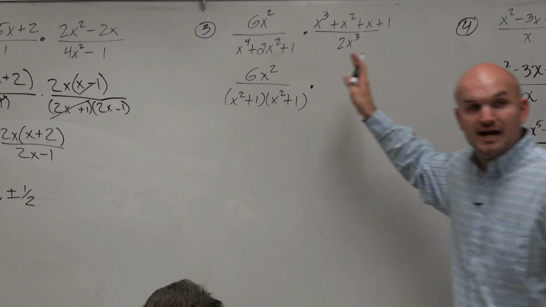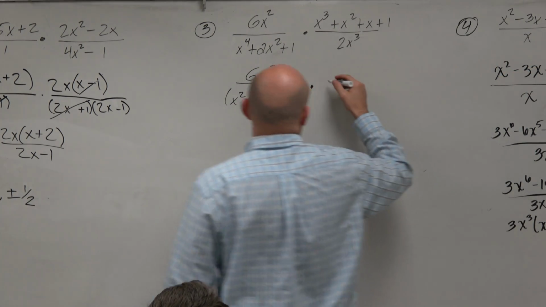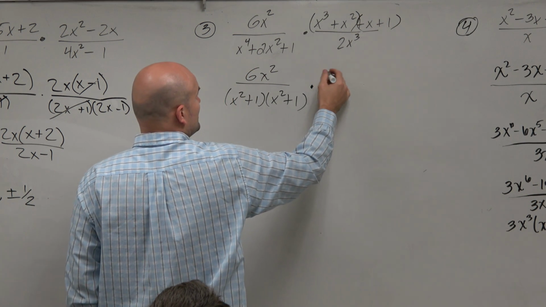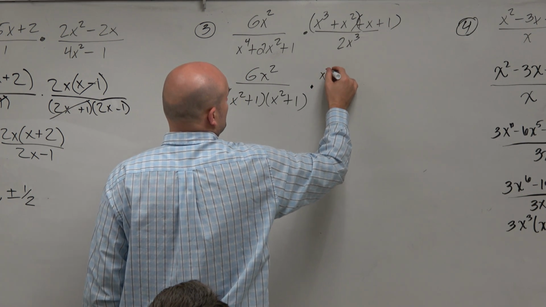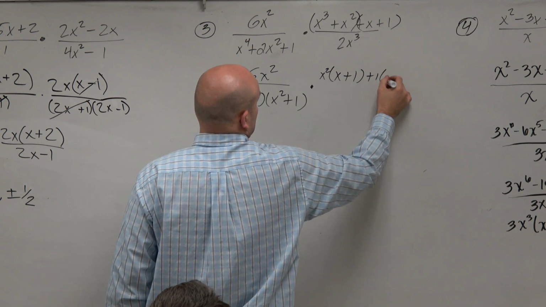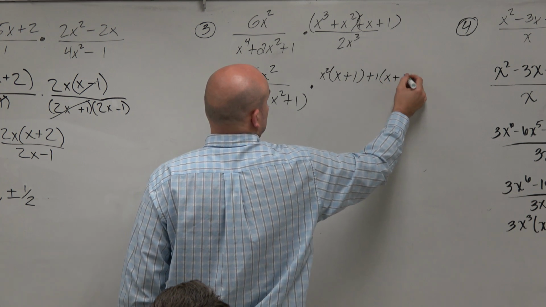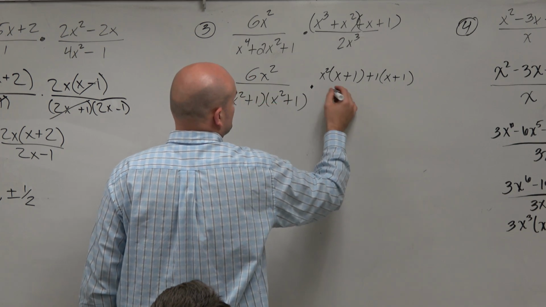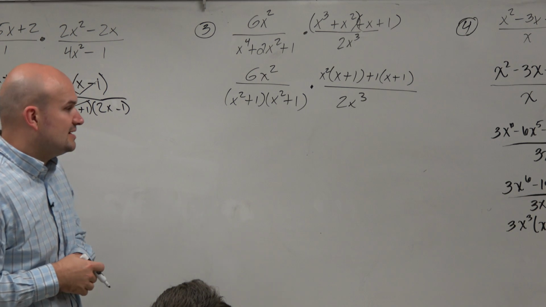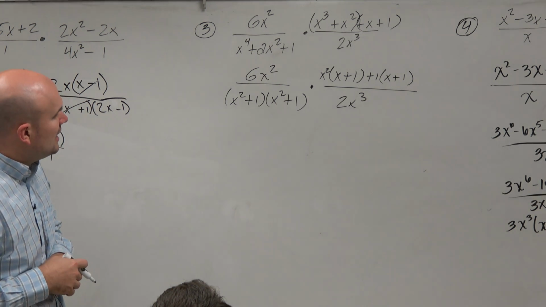Up top, I see I have 4 terms, so I automatically think of grouping. And I say, oh, I can factor out an x squared. Now, here's where it gets a little interesting in this case.